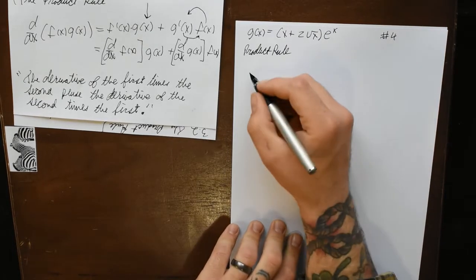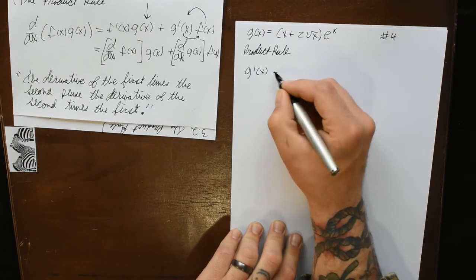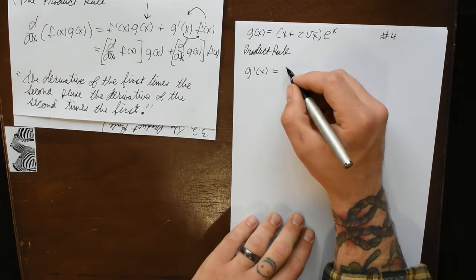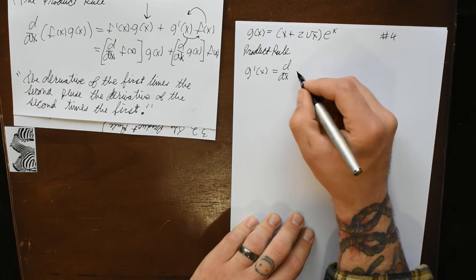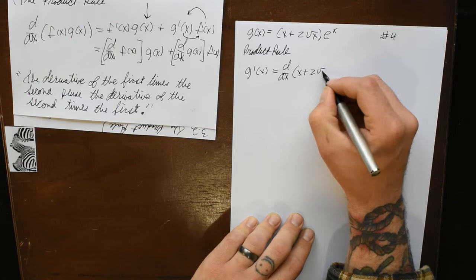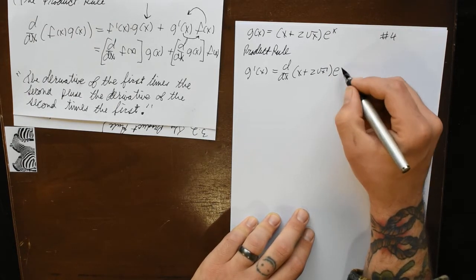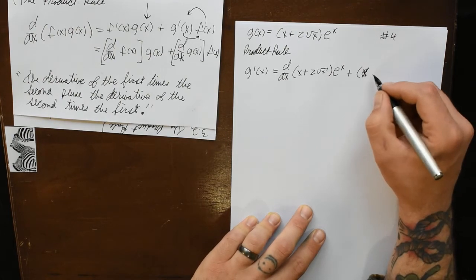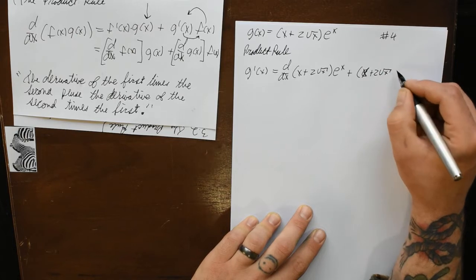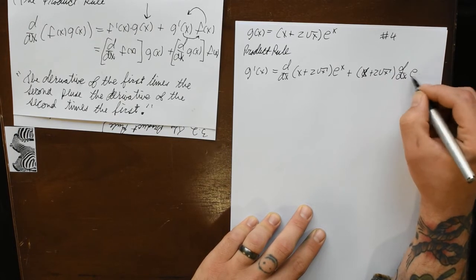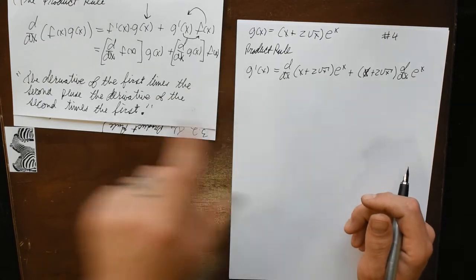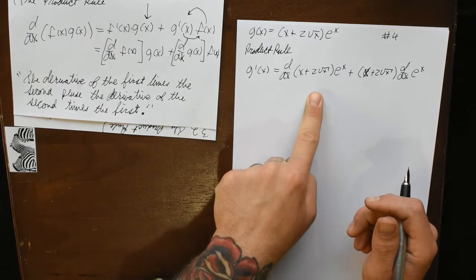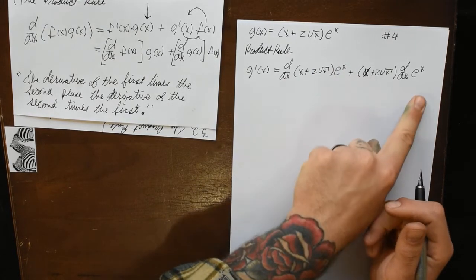What the product rule says is that the derivative of g of x is equal to the derivative of the first, and I'll write it a different way this time, the derivative of the first times the second plus your first times the derivative of your second. So we get that just from the definition of the product rule. The derivative of the product is equal to the derivative of your first times your second plus your first times the derivative of your second.